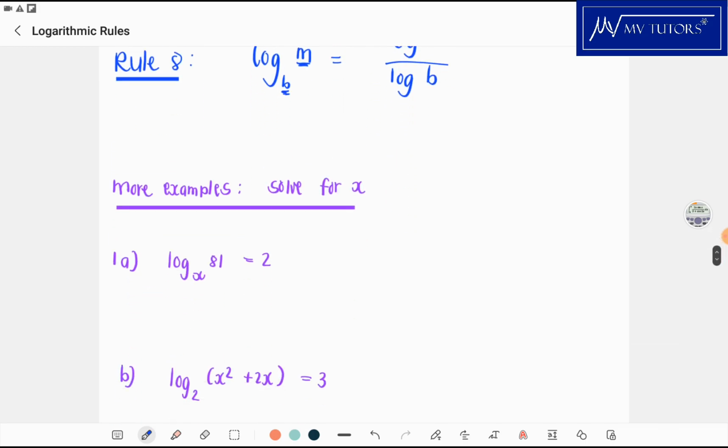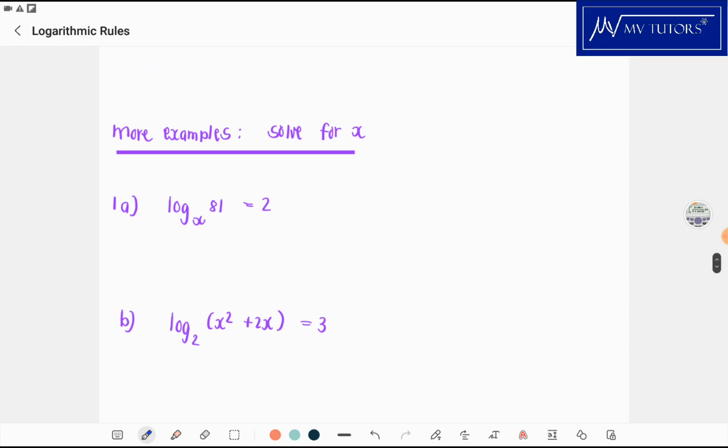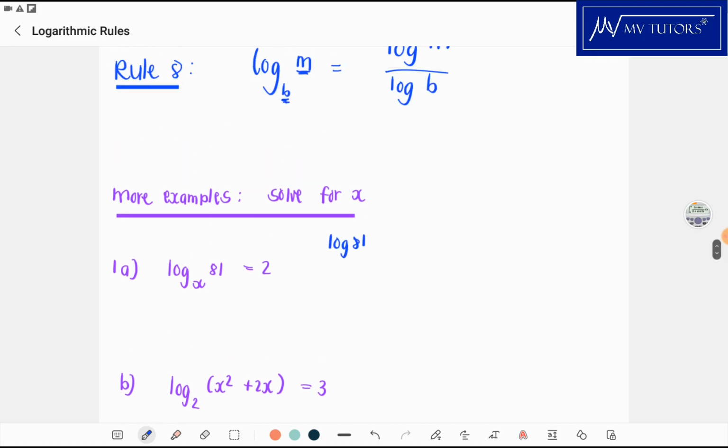Now let's look at some examples where we are solving for x. How are we going to solve for x over here? We have log 81 base x is equal to 2. How are you going to solve it? I can say I have log 81, just based off of rule number 8.